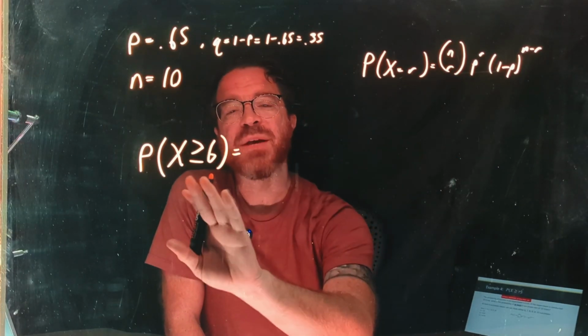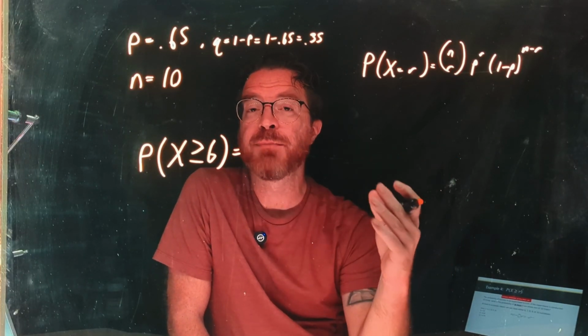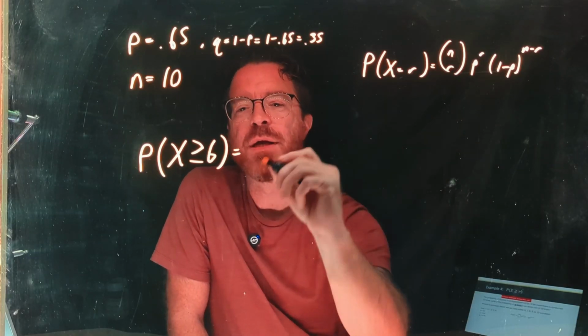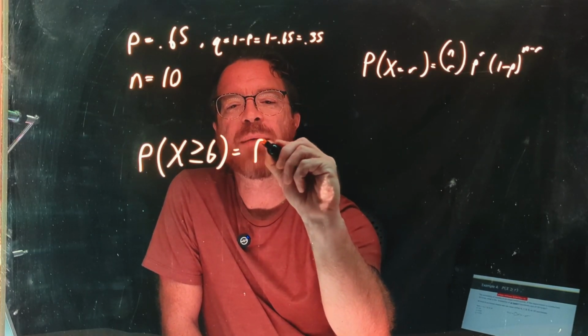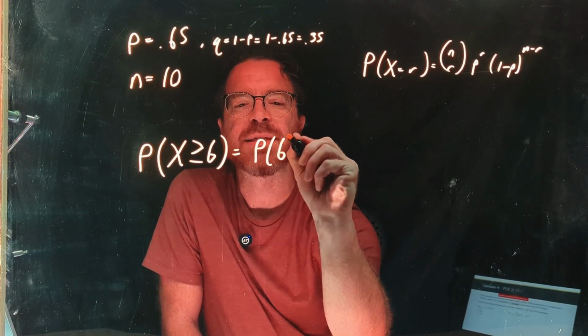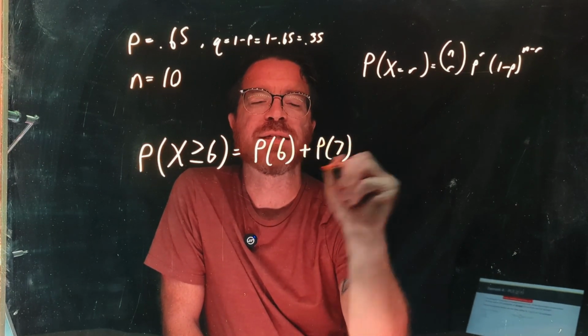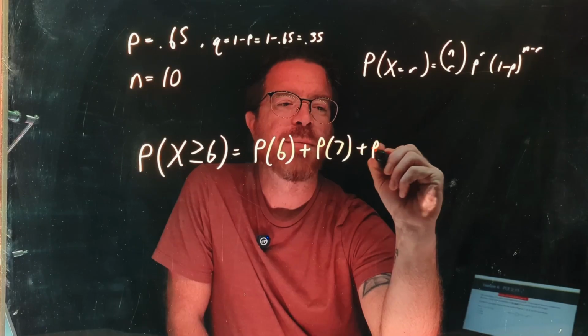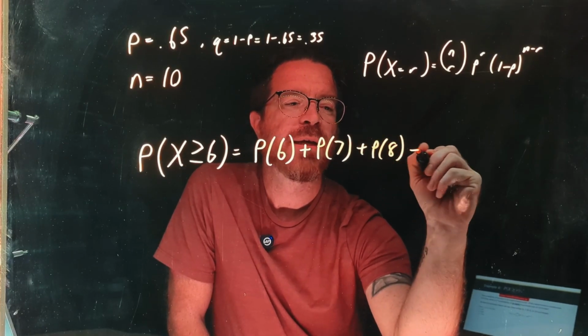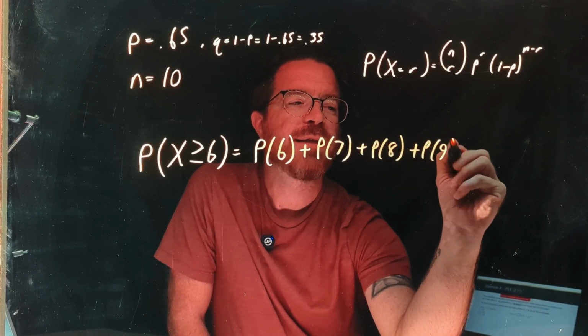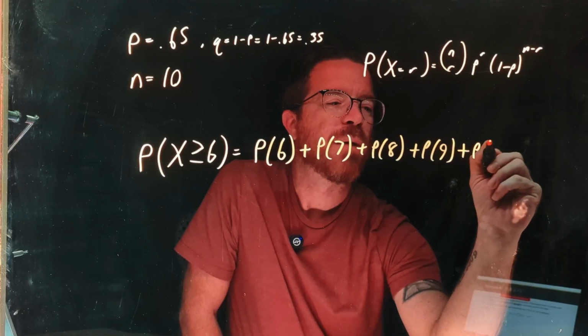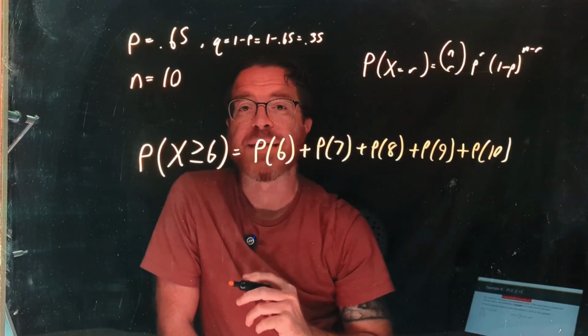So what we actually have to do is break this down into simpler statements that are single outcomes. So this would be the same thing as saying, what is the probability that I get 6 successes plus the probability that I get 7 successes plus the probability that I get 8 successes, plus the probability that I get 9 successes, plus the probability that I get 10 successes.